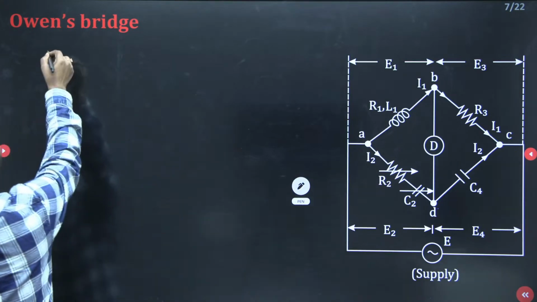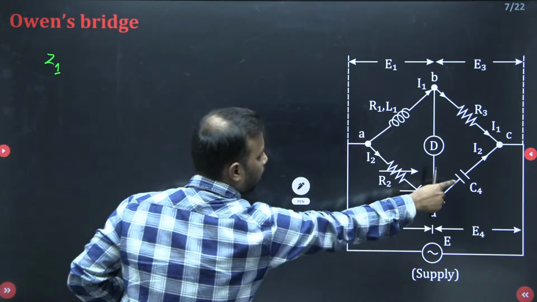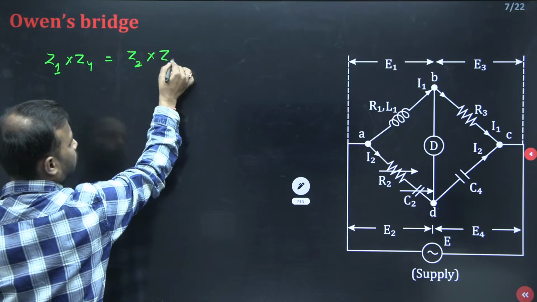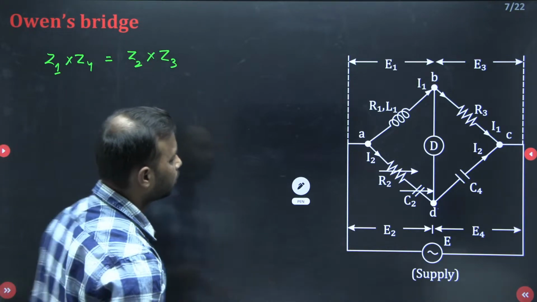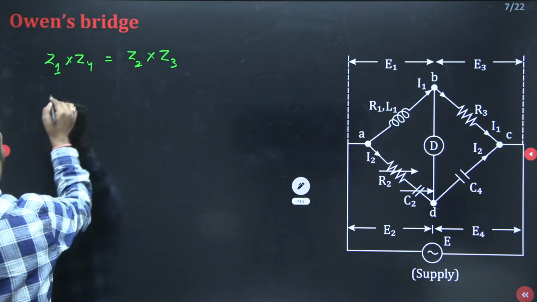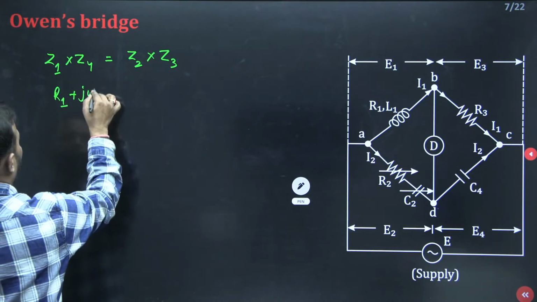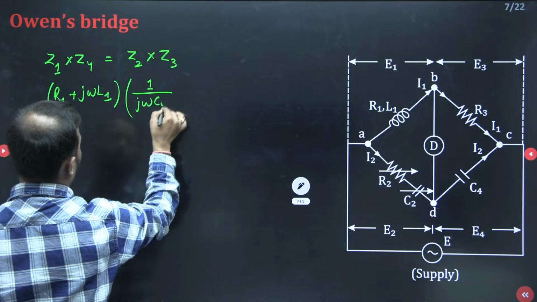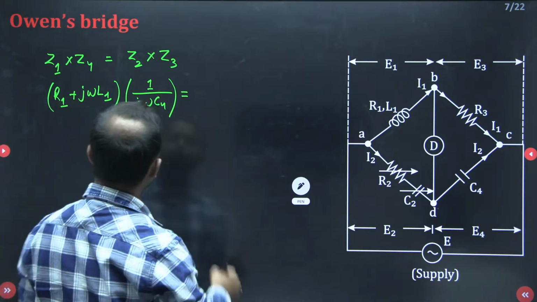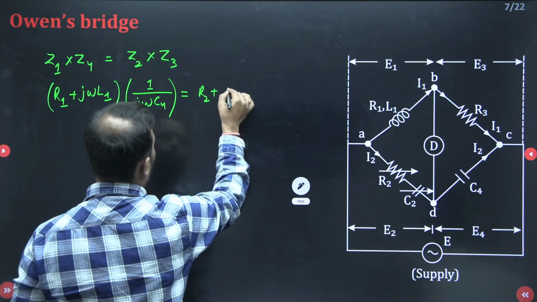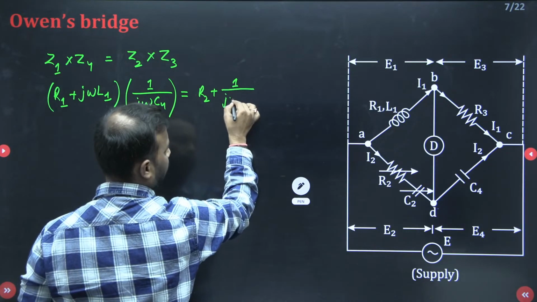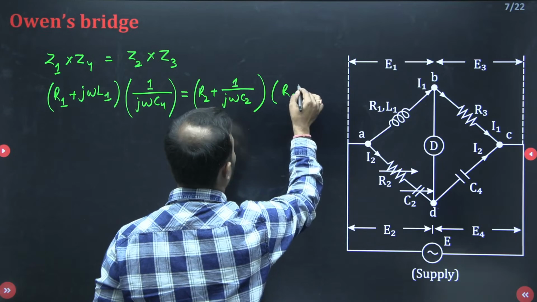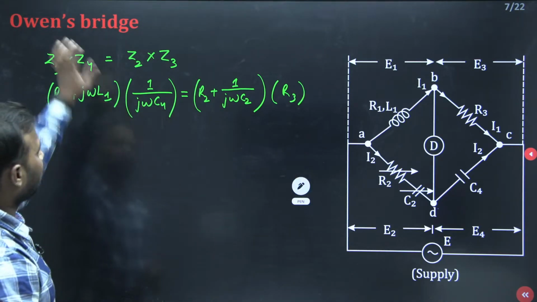Okay, under bridge balancing condition, Z1 into Z4 is equal to Z2 into Z3. Okay, so here Z1 is R1 plus j omega L1, Z4 is 1 upon j omega C4, Z2 is R2 plus 1 upon j omega C2, and Z3 is R3. Okay. So let us take the LCM over here.